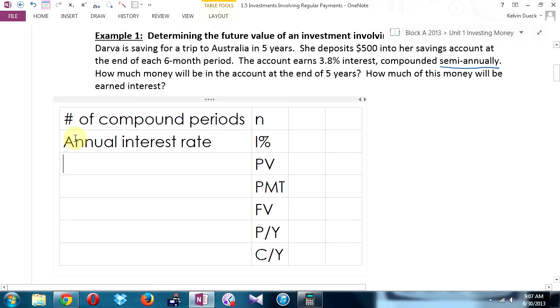Take a guess. What do you think PV might stand for? Present value. What you're starting with. Sometimes 0, sometimes not.